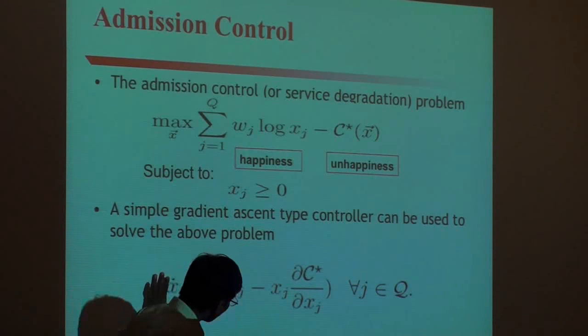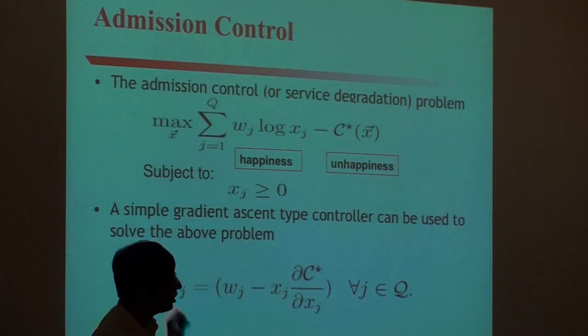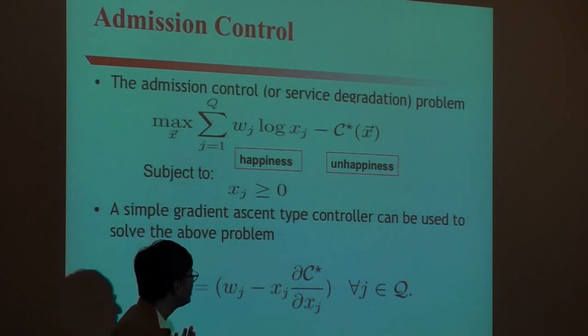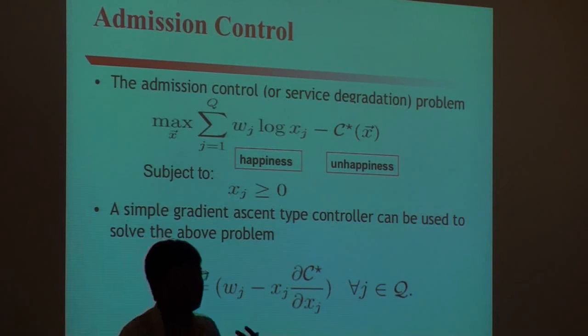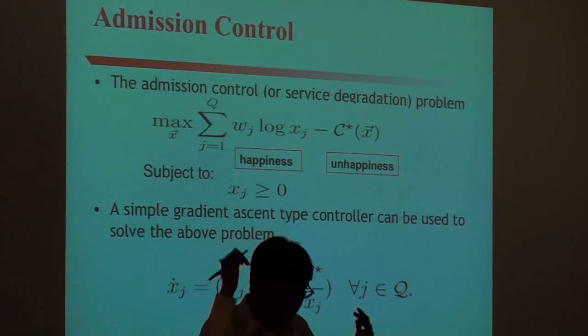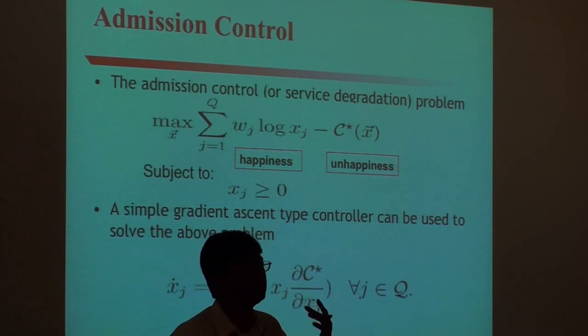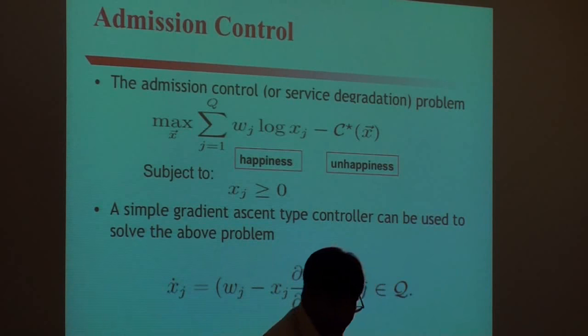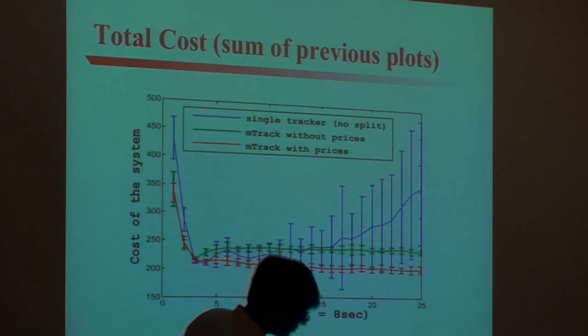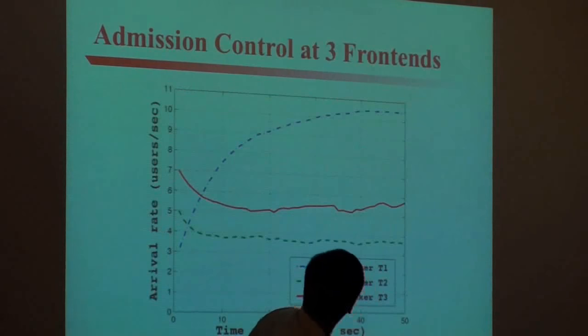And what we can do is use something called a gradient ascent type controller, which essentially says if something is increasing the cost, then cut down on it. If something is decreasing the cost, go up. And we implemented this as well on our NS2 thing.